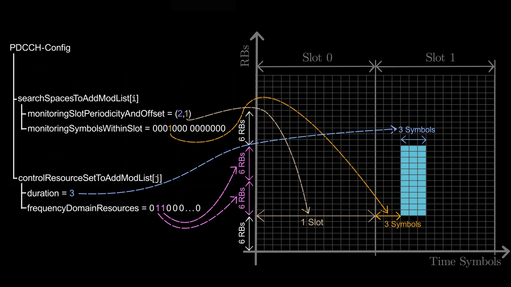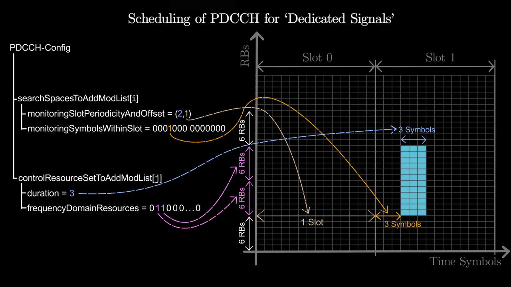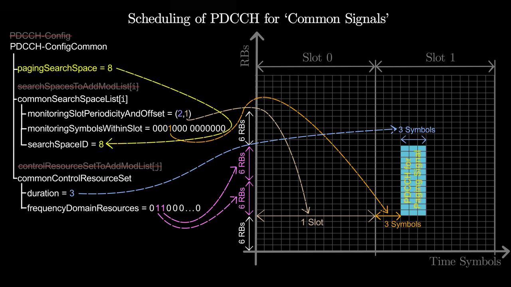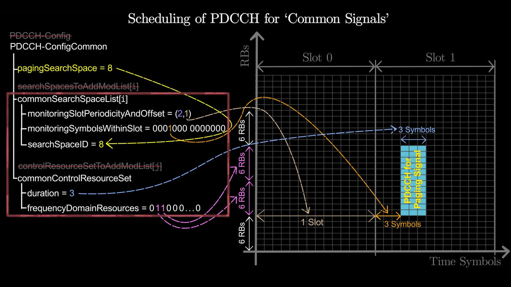What I have explained so far is the scheduling of PDCCH for dedicated signals. PDCCH for common signals are also scheduled in a very similar way. But instead of PDCCH config, the base station sends the parameter structure PDCCH config common, which has a very similar structure. For example, the parameter paging search space specifies search space ID of paging signal, and the corresponding structure contains the information about CORESET allocation in a very similar way as already explained for dedicated signals. I won't go into more details of it in this video.